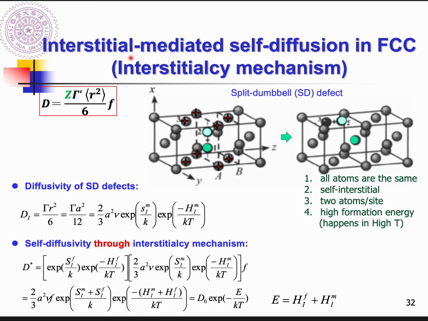So the material structure we choose is the same as the previous slides, FCC, and we have interstitial mediated self-diffusion happening in FCC. Self-diffusion means we insert the host atom. The host atom is located at an interstitial site. This kind of self-interstitial defect, we call the interstitialcy mechanism.